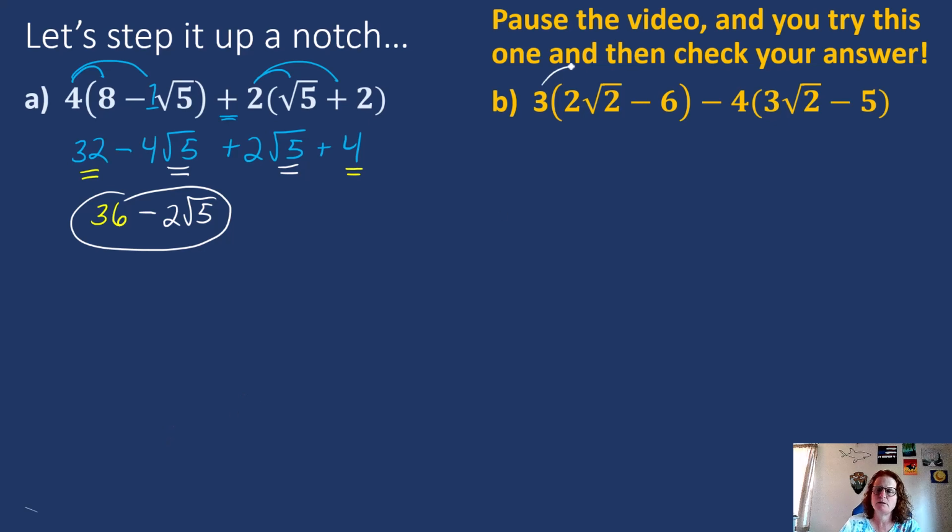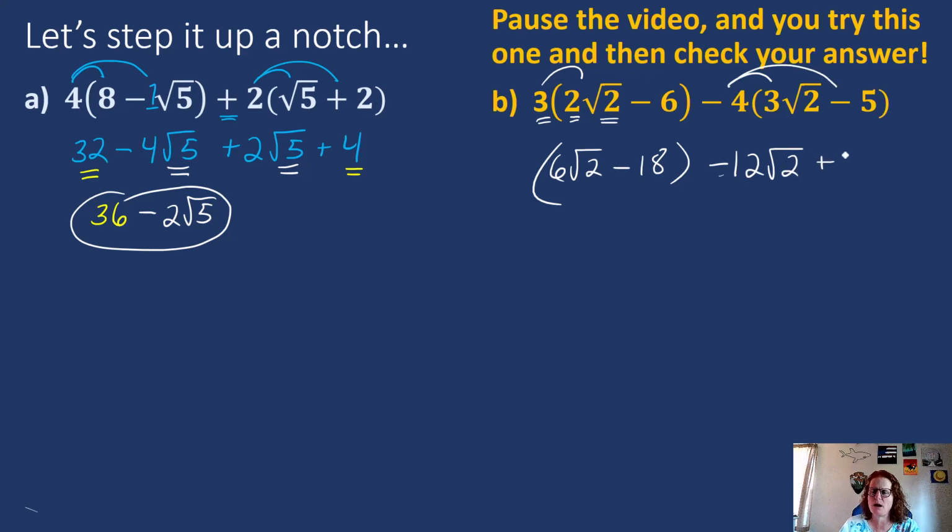We have 3 times 2 square root of 2. Now I'm going to multiply 3 times 2, and I get 6 square root of 2. You have to multiply those numbers that are on the outside. What's inside the radical is not affected. 3 times negative 6 is negative 18. Now I'm going to come over here to the negative 4. Negative 4 times 3 is negative 12, and then the square root of 2. Negative 4 times negative 5 is a positive 20.